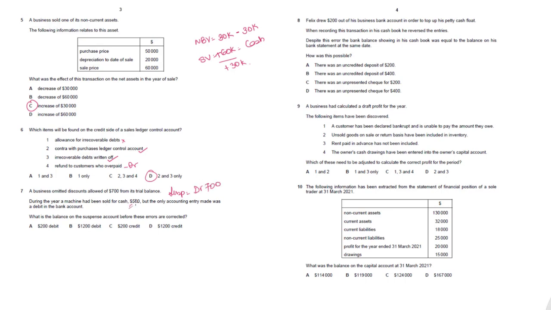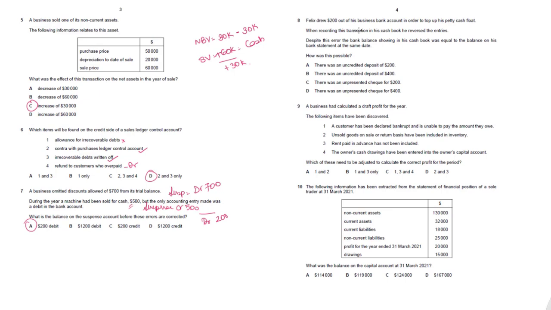And because of the second error, the debit effect was recorded in the bank, but the credit effect, which was the credit to disposal account, was not recorded. So because of this error, what would happen is suspense will have a credit balance of not 700, 500. So the net debit in the suspense because of these two errors would be 200. So option A.